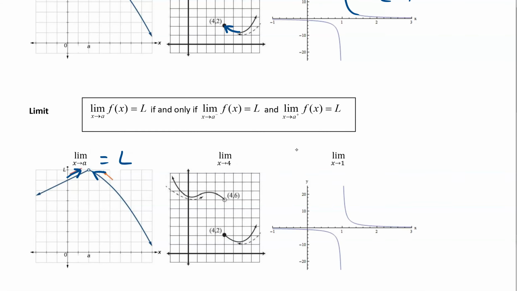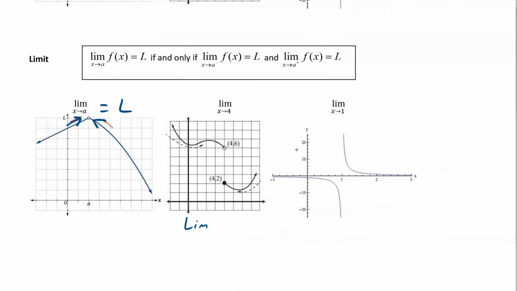Coming in from the left here, we know the limit as x approaches 4 from the left is equal to 6. And the limit as x approaches 4 from the right is equal to 2. Since they are not the same, our limit does not exist. From the left and the right, they both have to approach the same number for this to work. It's a quick way to find out if you actually have a limit at that value.